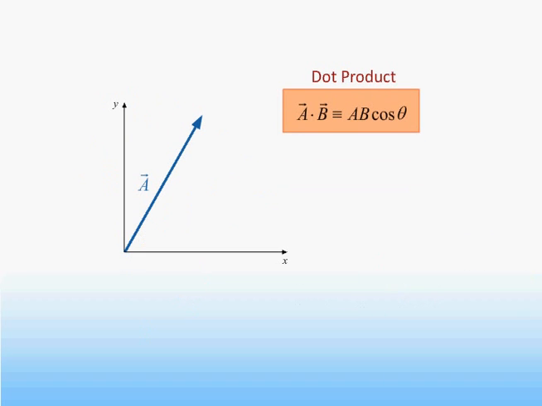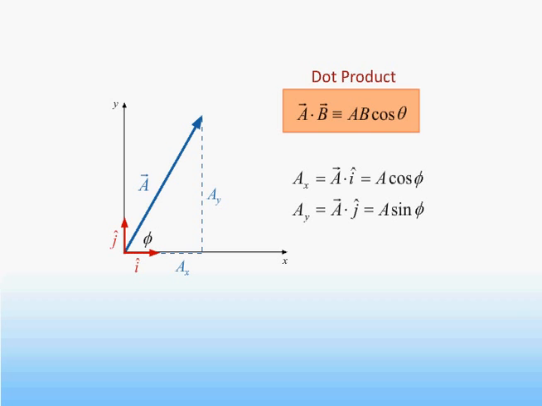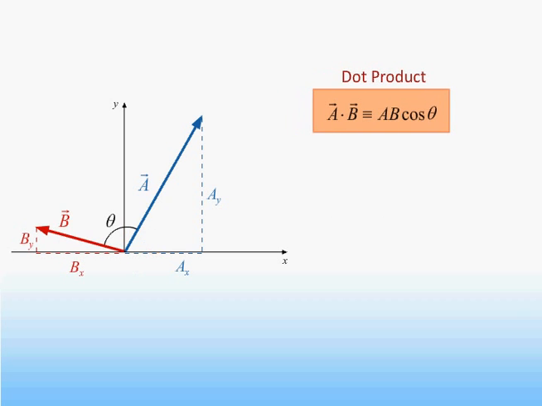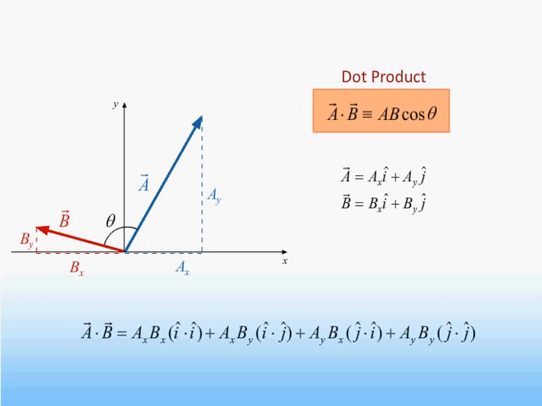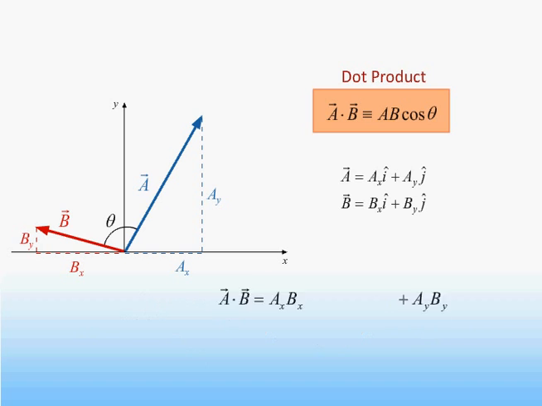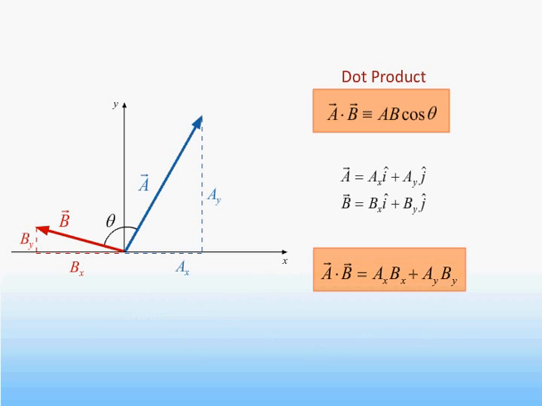The dot product is used to define the components of vectors. For example, a sub x and a sub y are the dot products of A with the unit vectors in the x and y directions respectively. Here we see two vectors, a and b, defined in terms of their x and y components. If we now take the dot product of these two vectors, we see that the only terms that survive are the products of the same components. In the next slide, we'll use the dot product to define the work done by a force.